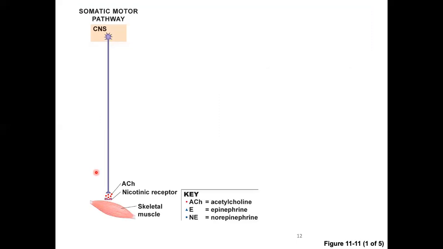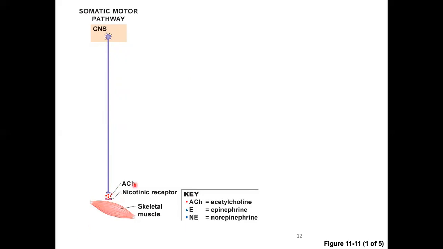So here's an example of the somatic nervous system. The cell body originates in the central nervous system in the middle of your brain, and then the axon goes out and connects with skeletal muscle. Notice that this somatic nerve releases acetylcholine, and it's going to bind to a receptor called a nicotinic cholinergic receptor. The spelling of that is in a subsequent slide.